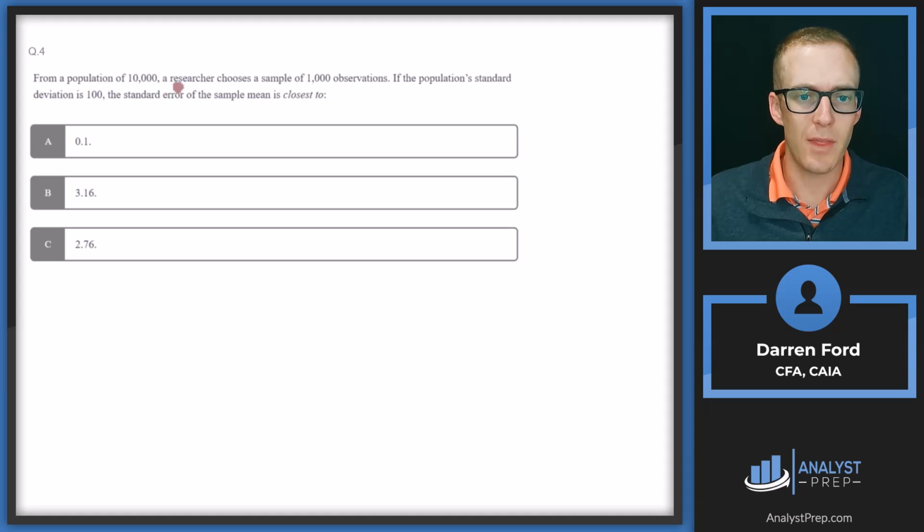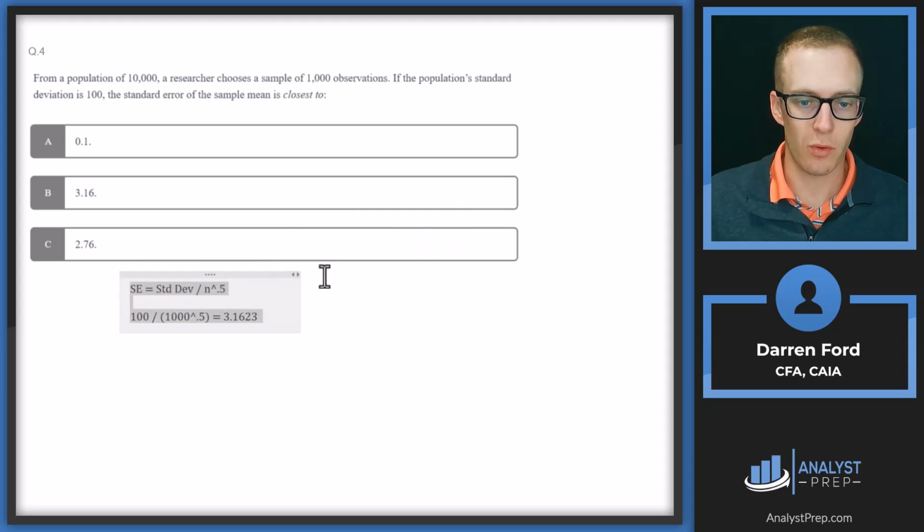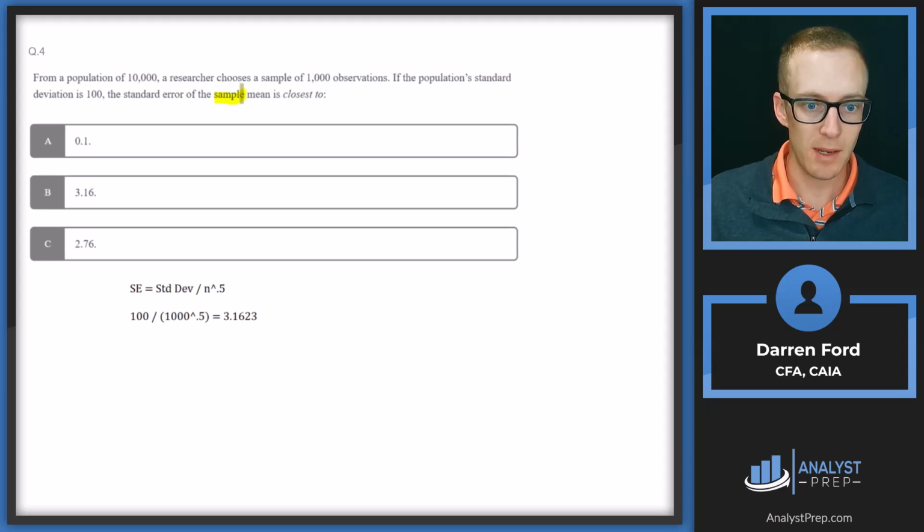From a population of 10,000, a researcher chooses a sample of 1,000 observations. If the population standard deviation is 100, the standard error of the sample mean is closest to. Let's bring in our formula here. This is going to be a pretty straightforward formula. The main key here to know or understand is we're looking at the sample mean. So we're going to be using these sample observations of 1,000. This 10,000 is not what we're going to use for our n.